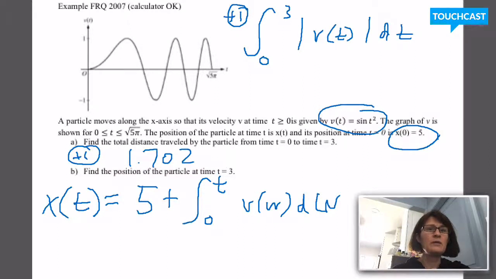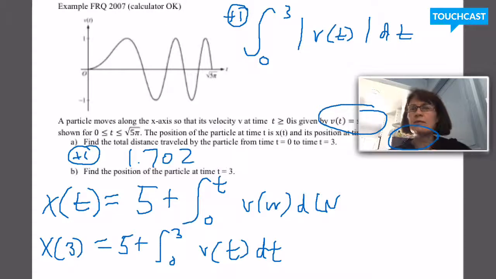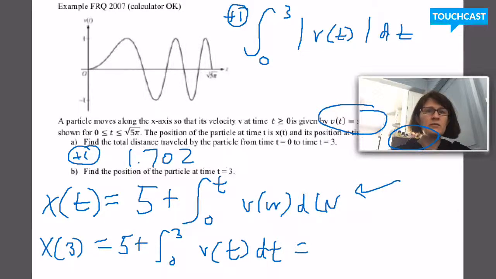dw. And we've been asked to find the position of the particle at time 3. That would be x of 3, which is 5 plus the integral from 0 to 3 of v of, and here any variable is fine, v of t dt. You could have said v of w dw. And we'll get that answer here. You can plug this into your calculator because, again, this is a calculator section. This was probably 1 point for writing that, and 1 point for evaluating on your calculator. So the particle is at 5.773 or 5.774 if you round.